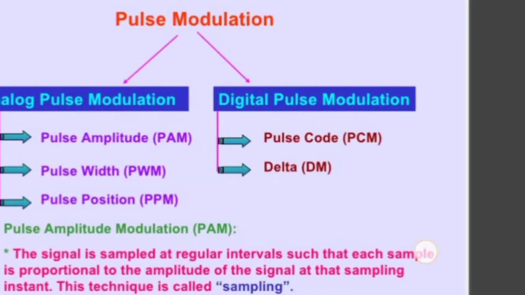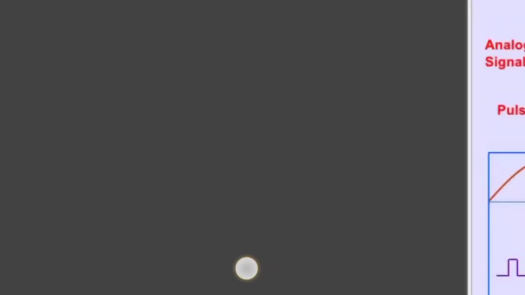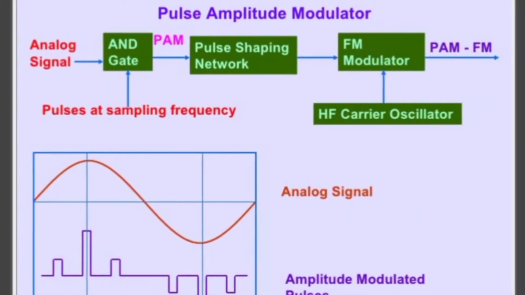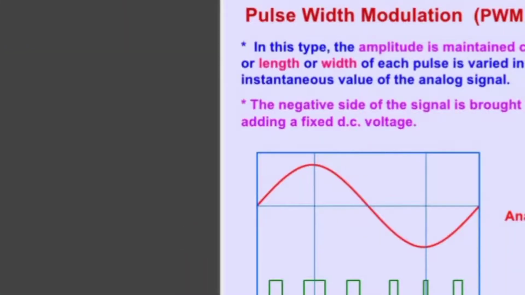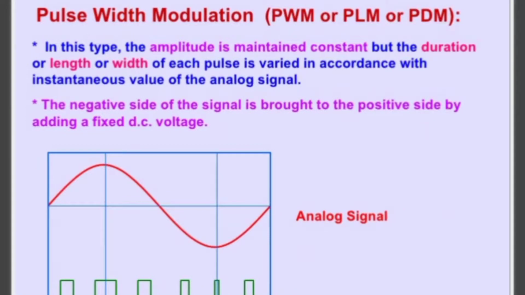You can see the pulse amplitude modulator, analog signal and pulse shaping network, FM modulator, HF carrier signal. The analog signal and amplitude modulated pulses. These are the pulses. Simply, in one diagram we represented all this. Similarly, coming to pulse width modulation, PWM, also known as pulse length modulation or pulse duration modulation, PLM or PDM. In this type, the amplitude is maintained constant, but the duration, length or width of each pulse is varied according to the instantaneous value of the analog signal. That is pulse width modulation.